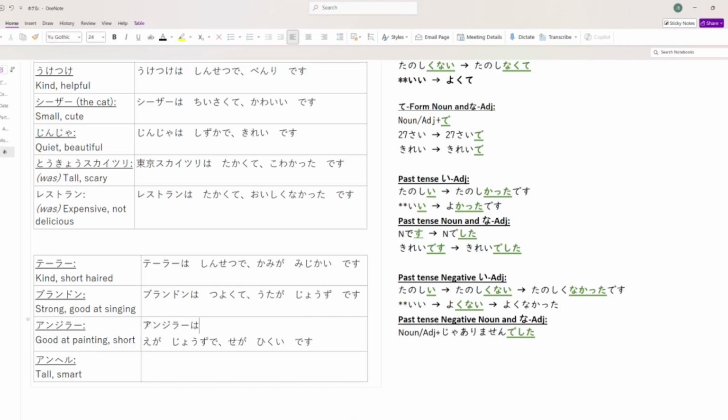Okay. And now if you could say all of that for me. Sure. Angela wa e ga jouzu desu. Se ga hikui desu. Yeah, just be careful, no deaths in the middle of it. Sorry. Yeah, I see a little swear.